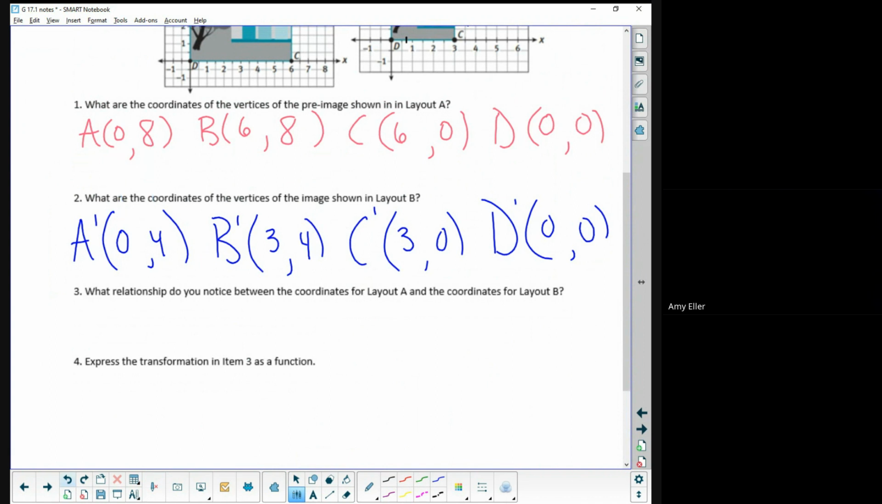Number 4, express the transformation in item 3 as a function. When it asks for it as a function, it's looking for this: (x, y) arrow sign. All we have to do is write what we multiplied by. So if I multiplied by a half, I'm going to write half of all the X's and half of all the Y's.